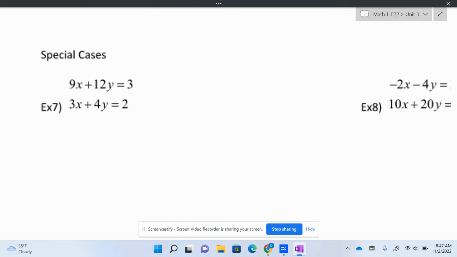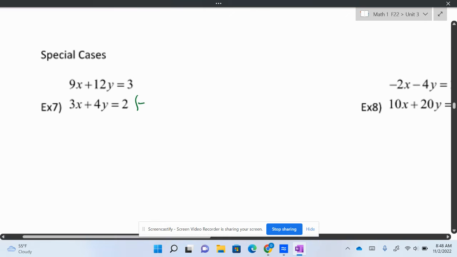So let's try this. What do you think we should multiply by? What do you want to eliminate? Do you want to get rid of the x or the y? x. So if we get rid of the x, do we have to multiply both equations, or can we just multiply one equation? We can multiply one equation. We can multiply the bottom equation by what number? -3, because it has to be opposite coefficients.